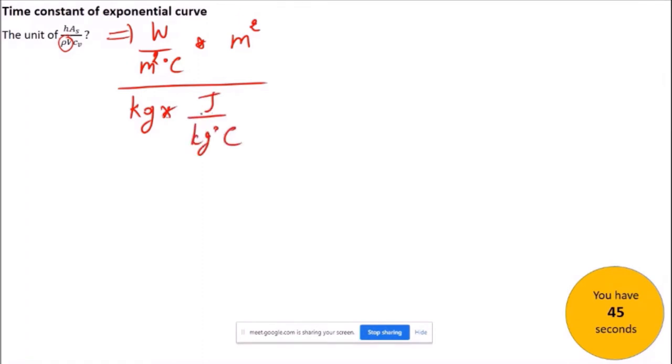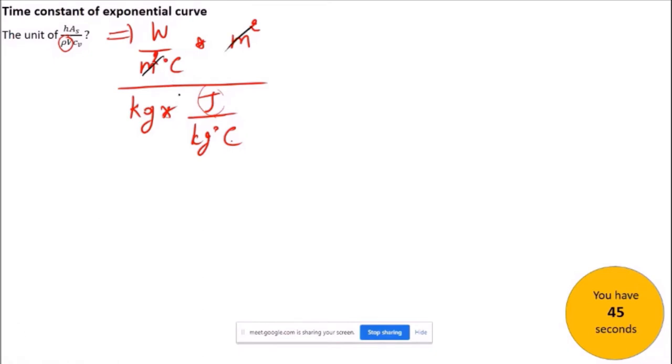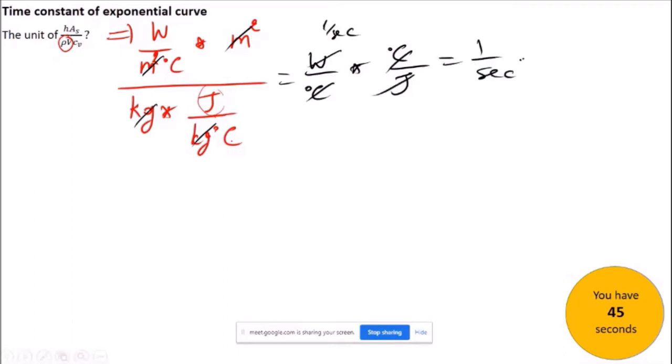Or you can say that Cv is the energy, joules, required to increase the temperature of 1 kilogram of fluid by 1 degree Celsius. It is a common definition, so let's write it here. The meter squared cancel out, kilograms cancel out, so I can write it as watt per degree Celsius times degree Celsius per joule. Degree Celsius cancel out, joules cancel out, you will have 1 per second. The unit is 1 per second.